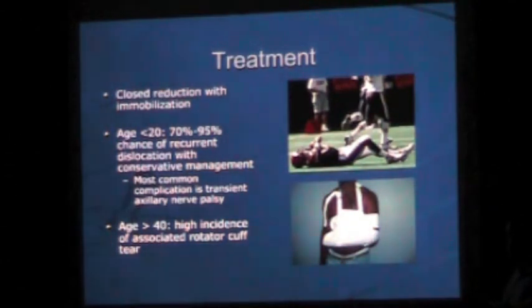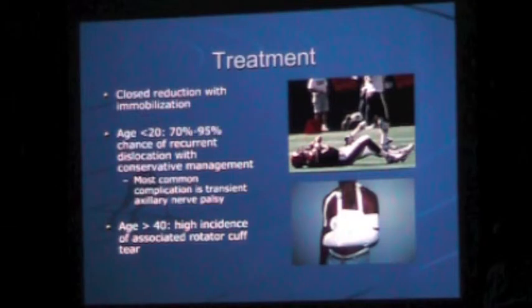As far as what to expect from these patients that are dislocators, if they're younger than 20, they have about a 70-95% risk of recurrence. So these patients that think, oh, I'm never going to dislocate again, if they're younger than 20, it's very rare they stop dislocating, because they definitely recur. It has to do with their ligamentous structure or ligamentous laxity, but they usually recur. The most common complication is axillary nerve palsy. This is because they stretched out the axillary nerve, which is inferior.